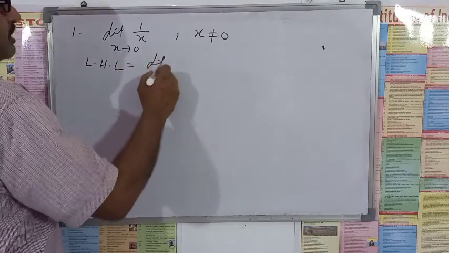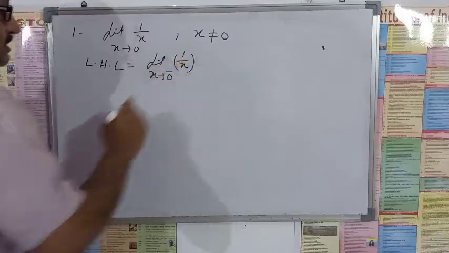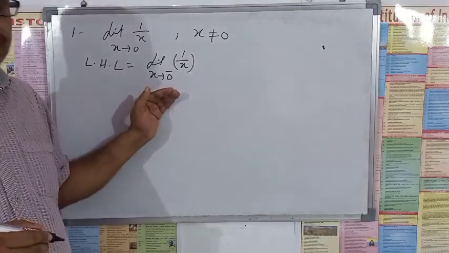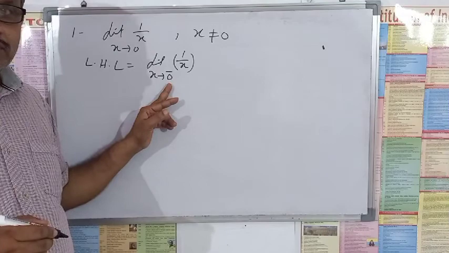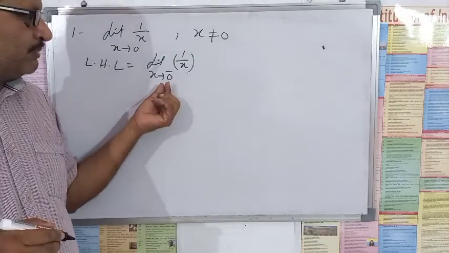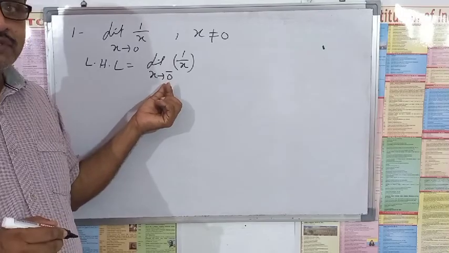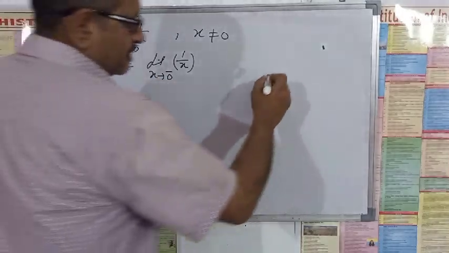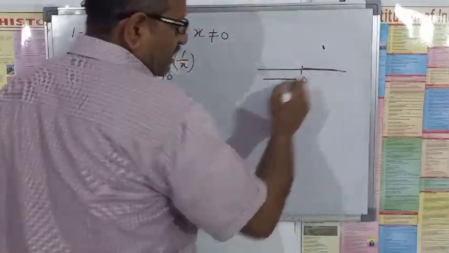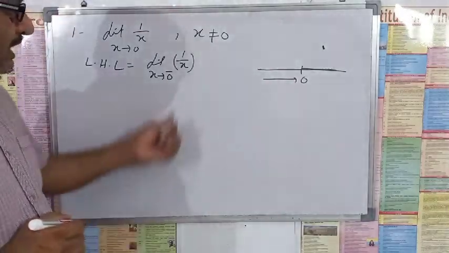Left hand limit means we will write limit x tends to 0 minus of 1 by x. It means we are moving towards 0 from the left side. We are very close to 0, but not equal to 0. Very close to 0 from the left side means we have to take very small values of x, but negative, less than 0. So we have to take negative x, and x is very small.